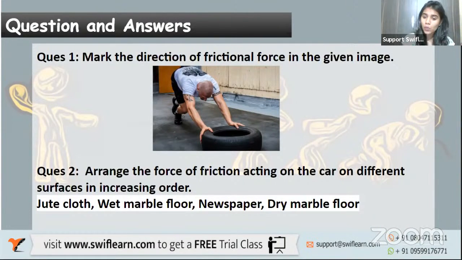Mark the direction of the frictional force in the image. So this guy is pushing a tire. I want you people to mark or to understand in which direction would be the frictional force. That is the first question.